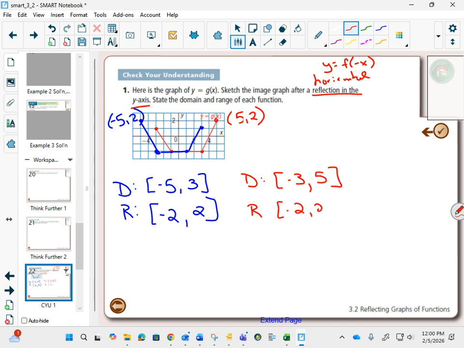And one thing to notice here is your domain is what changed because it was horizontal. It changed your x values. Your range did not change. And if we look at our domain, see how the 5 became positive 5, the 3 became negative 3?